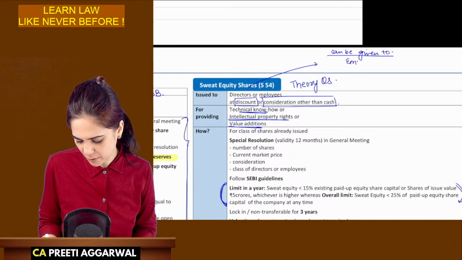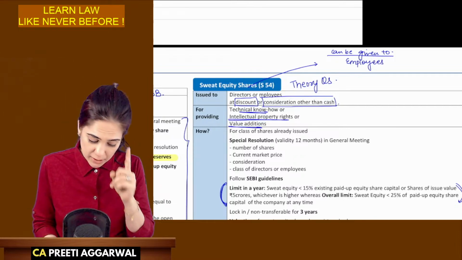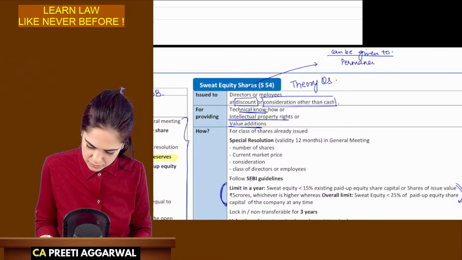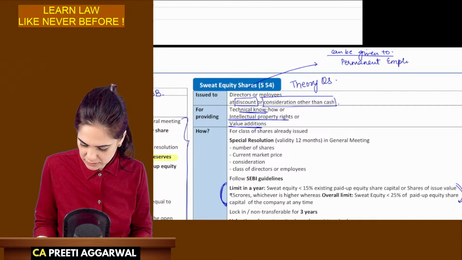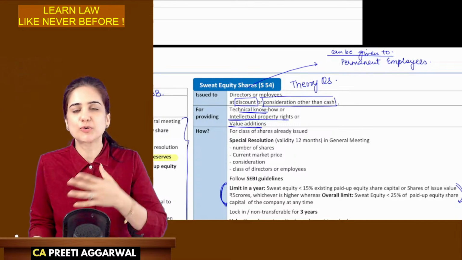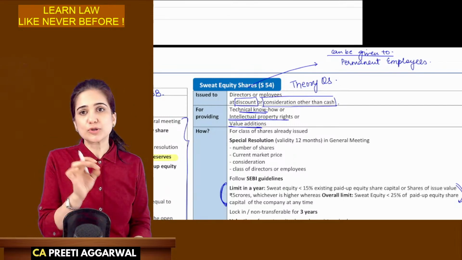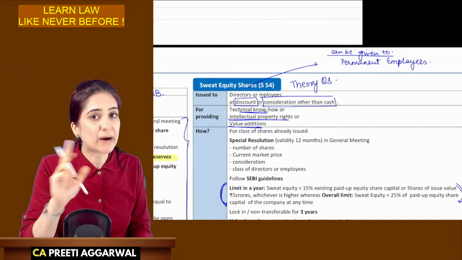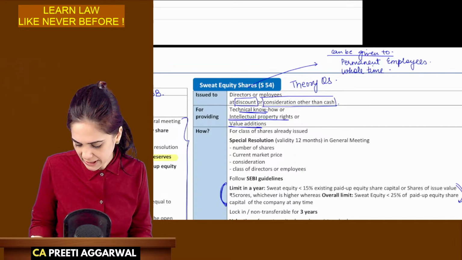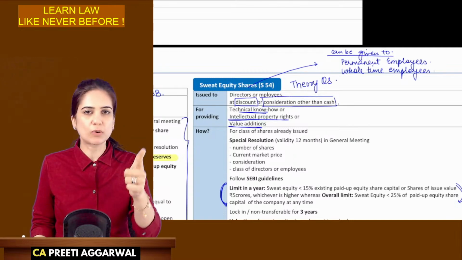Okay, it is given to employees. Of course, it is given to employees, but what kind of employees? Permanent employees. So if you are a permanent employee and you are working hard for the company, then only we will give it to you. It will also be given to whole-time employees and not part-time employees. So permanent employees, whole-time employees.